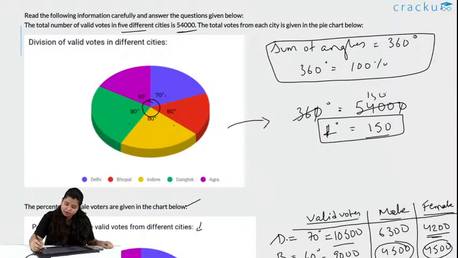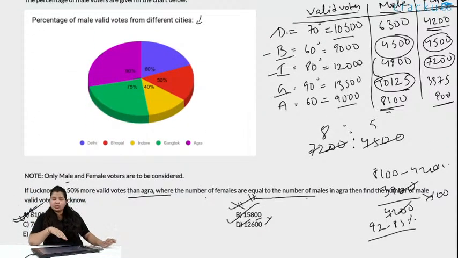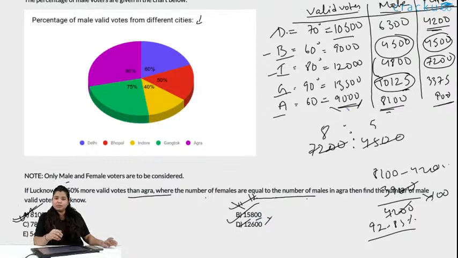And the last question, how do we solve this? Once the data is done, you can solve the question very easily. If Lucknow has 50% more valid vote than Agra, so what is the valid vote in Agra? It is 9000. So, it is having 50% more, that is 150% of 9000. We know 100% is 9000, and what is 50%? It is half, that is 4500. See, I am not using the pen, I am solving it just like that. So, what is 9000 plus 4500? It is 13500. Let us write and see.